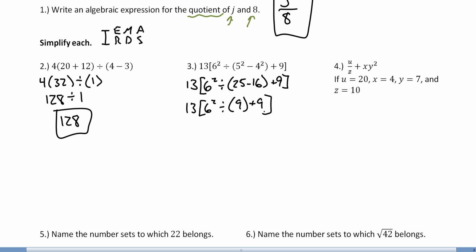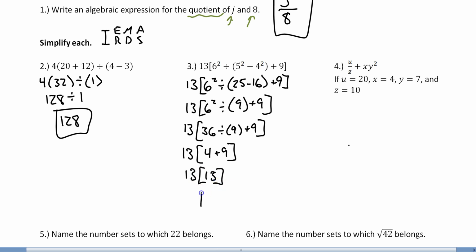So now I go inside the other inclusion symbols, which are the brackets, those square-looking parentheses. Inside there, I'm going to do that exponent first. That's a 36. Next, I'm going to go ahead and do the division because I have to do that before addition. So that gives me a 4. And now from here, I got 13 times 13. And now 13 times 13 is 169. That's it. Okay, so just following those order of operations, start inside the parentheses, and then working my way out to the exponents, and then multiplication, division, addition, and subtraction.